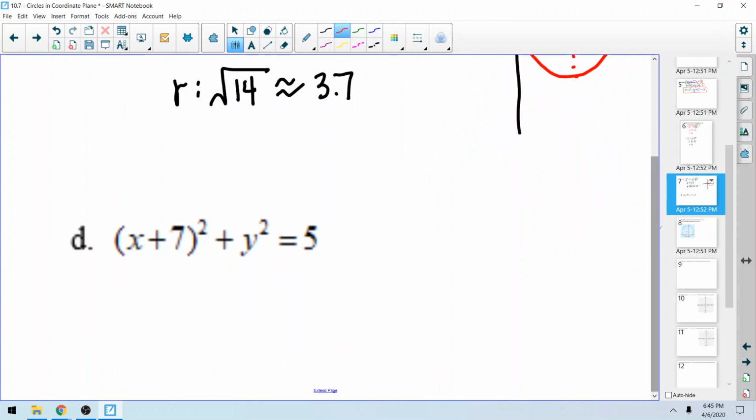Moving on to letter D, center, radius. -7, comma 0, because this time the y doesn't have anything. Radius, square root of 5. Decimal approximation. Let me grab my calculator. Square root of 5, Control Enter, 2.2.